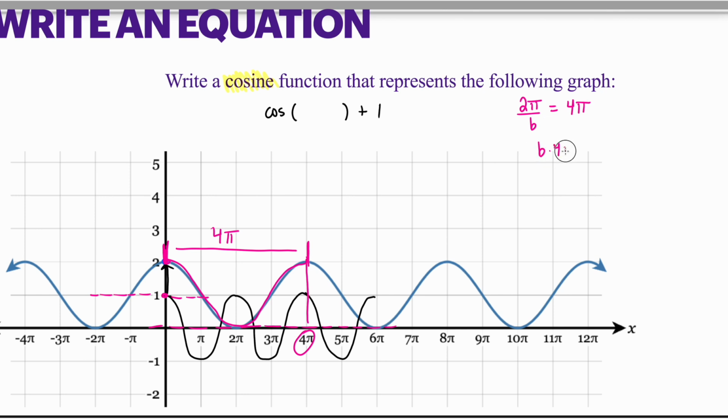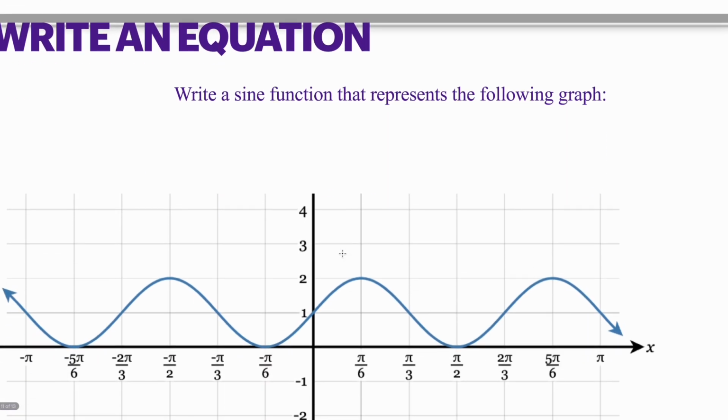So b times 4 pi equals 2 pi. I'm going to divide both sides by 4 pi, and I will get 1/2, which means 1/2 is going to be in front of cosine. So I believe, therefore, our final answer is going to be cosine of 1/2 x plus 1.